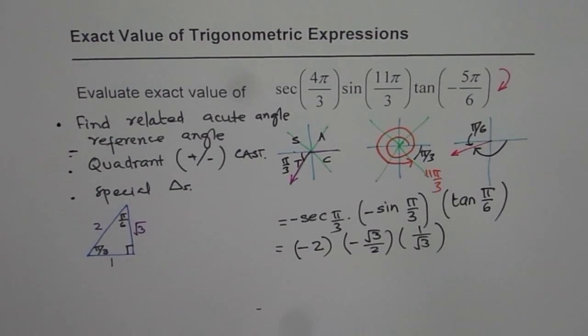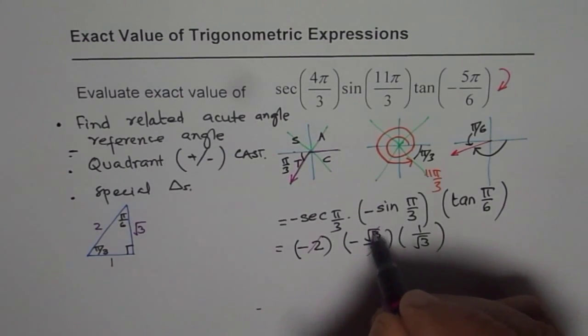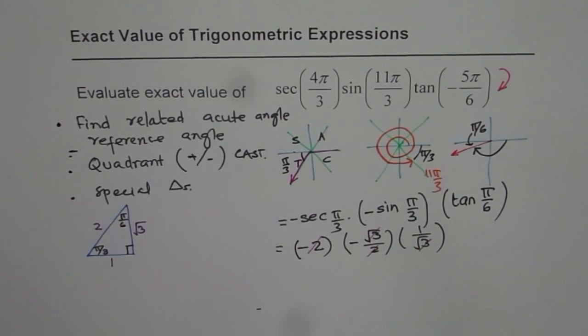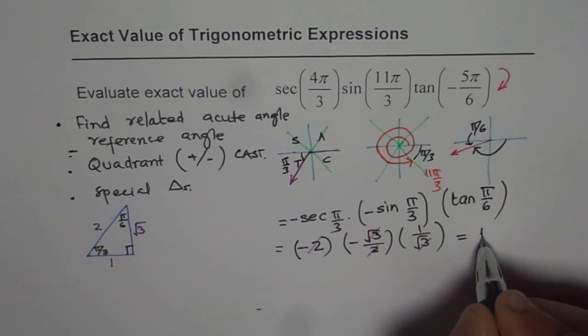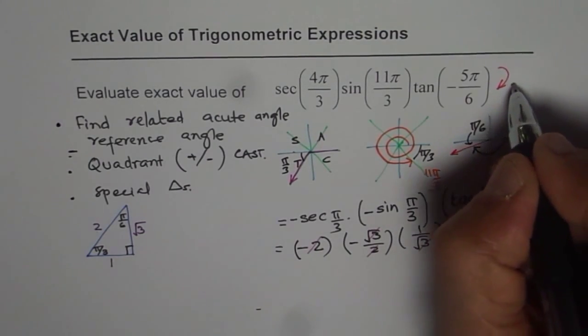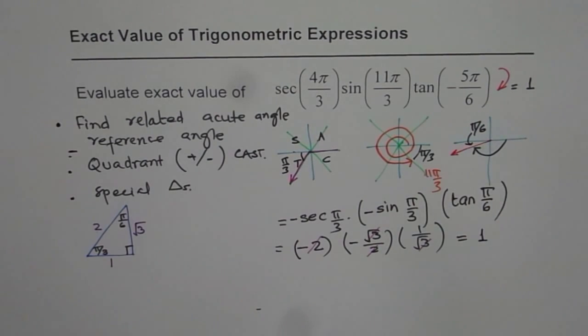This can be simplified. We can cross out the 2's and the square root 3's. What do we get? Minus times minus is plus 1. So we get 1 as our answer. So the answer for this expression is 1. And that is how we can solve it. I hope that is clear. Thank you and all the best.